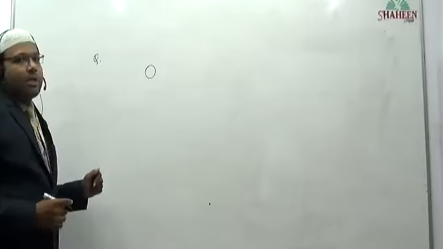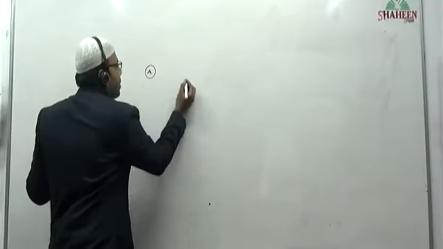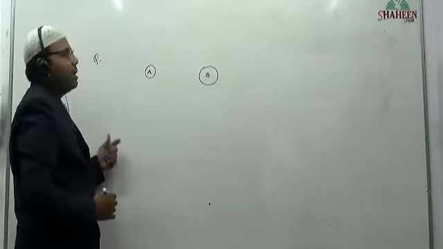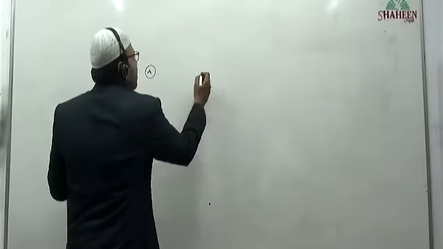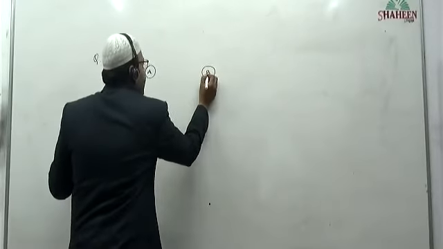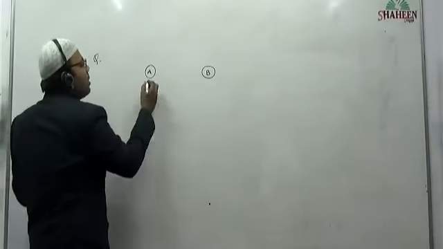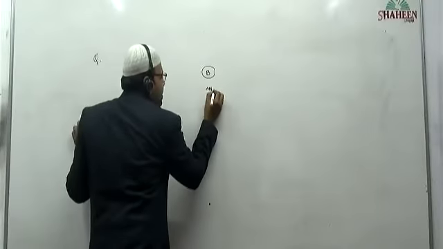So suppose this is particle A and this is particle B. Okay, particle A and particle B. So what I do, the mass of this is m1 and the mass of this is m2.